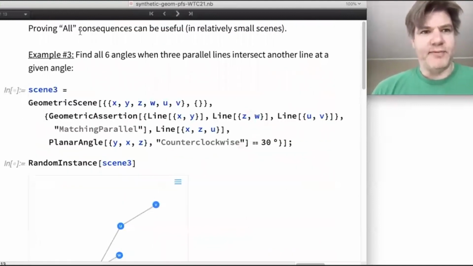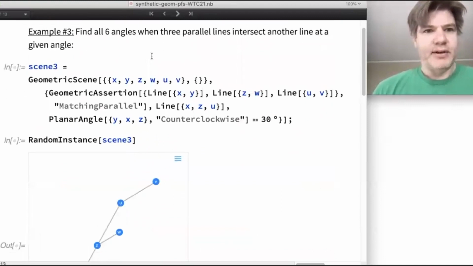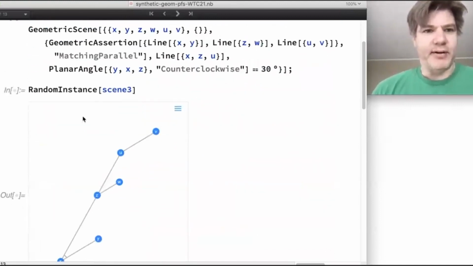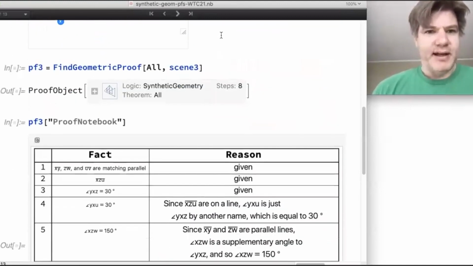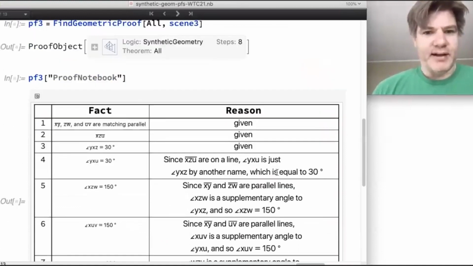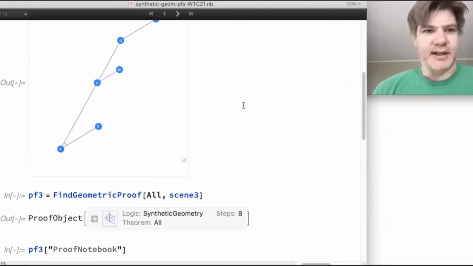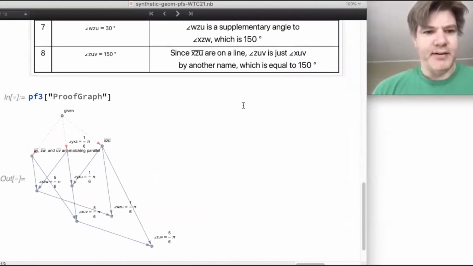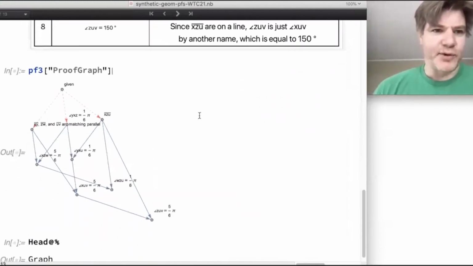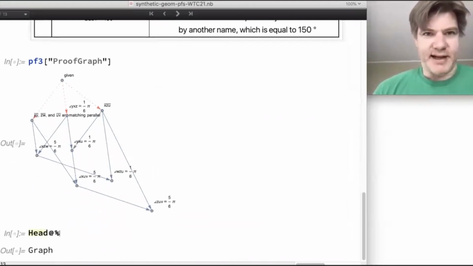So here's an example of using all in the first argument. We have a simple scene with 3 parallel lines and a transverse line. And if we try to prove all, we get pretty much every angle that can be defined using the 6 points there. We can also look at a proof graph, which is different from the proof graph manipulate in that it is actually a graph.